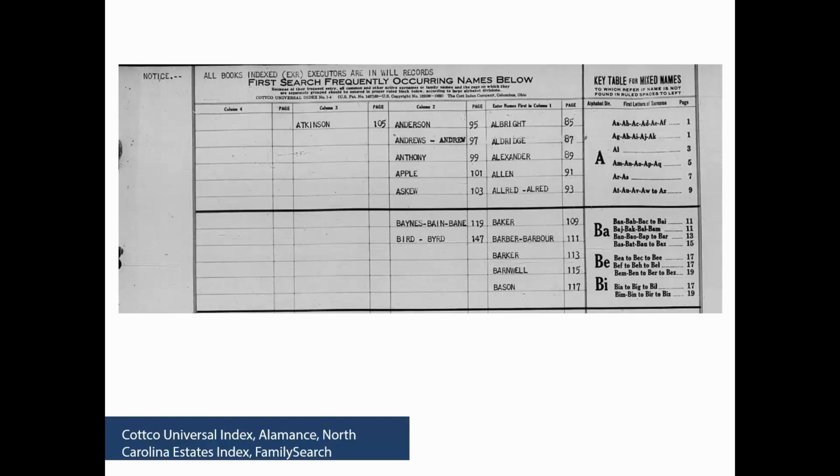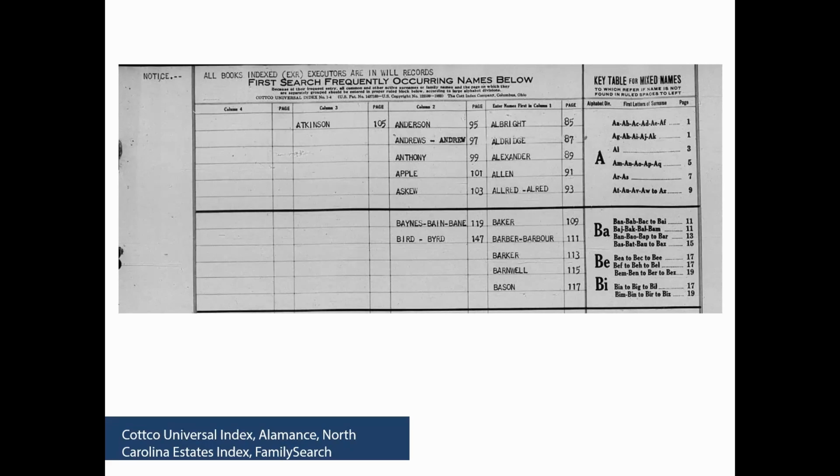So here's a Cott Universal Index out of Alamance, North Carolina, and this is showing probates in estate indexes. With the Cott Universal, you're actually looking for either the names that fall within a particular variant of that name. So for example, in column 2, there's Andrews and Andrew. Whether it's singular or plural, they're both going to be on page 97. And then you might find different versions of Baines, Bane, Bane. So it's really accounting for a lot of those names that you find in a Soundex together.